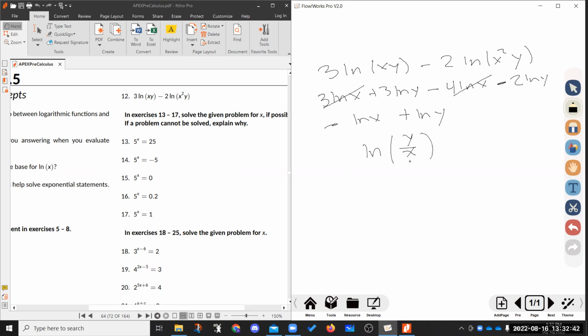So another way I could have figured that out? Absolutely. There's lots of ways to figure these out. So I have ln of x to the 3rd, y to the 3rd, divided by x to the 4th, y to the 2nd. This is going to give me y. This is going to give me x. And I get the same answer.